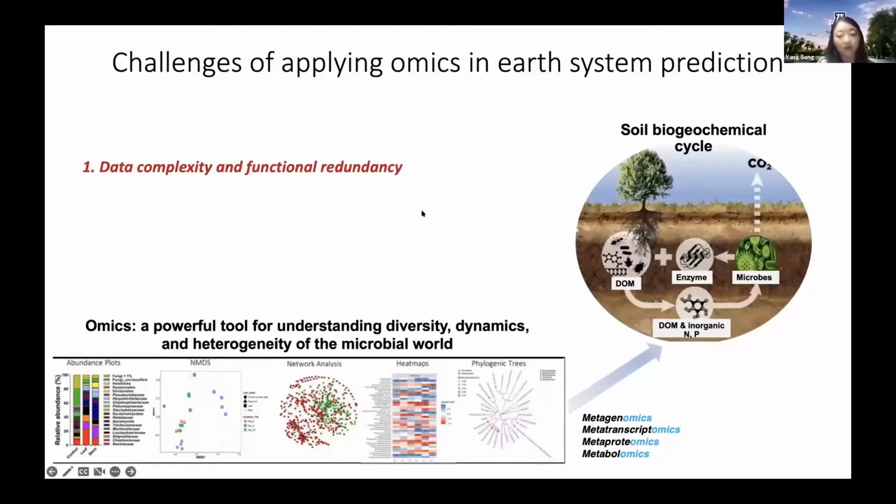I usually summarize this challenge as three components. The first is data complexity and functional redundancy. We know that omics data is very complicated. Also, even for the same gene, coming from different microbial communities, it may play the same role, decomposing a very similar chemical compound. All of this introduces complexity for us to utilize this information in biogeochemical processes.